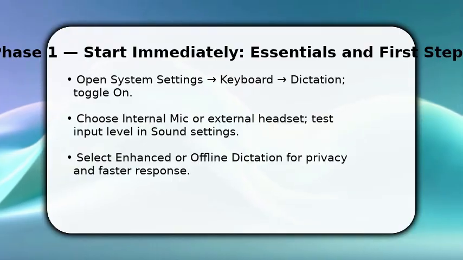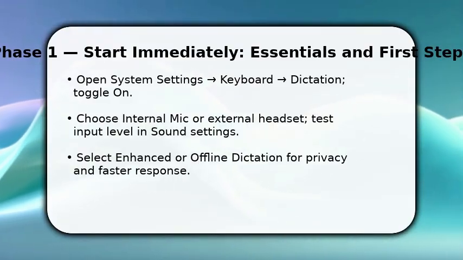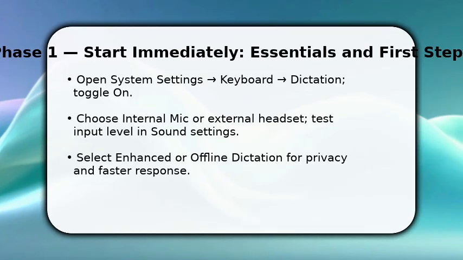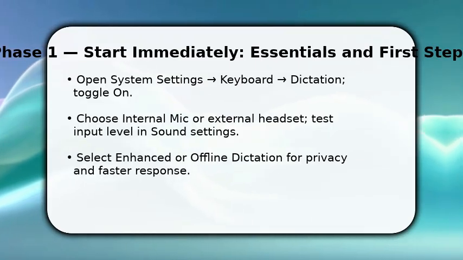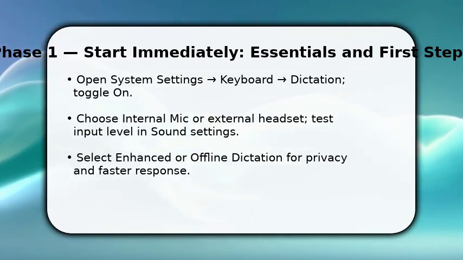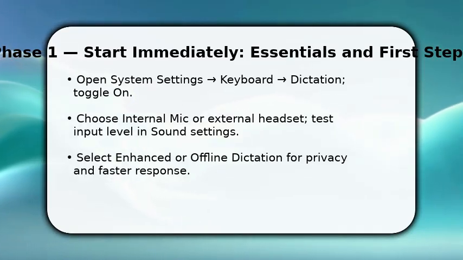You'll start by turning on dictation in system settings. This gets the feature ready. Open keyboard, enable dictation, and pick your microphone so macOS hears you clearly. Once done, choose enhanced or offline dictation when available. This improves accuracy and keeps audio local.